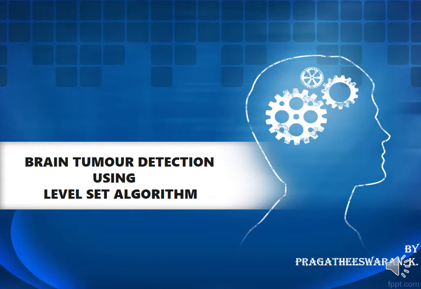Now I am going to present my project titled Brain Tumor Detection using level set algorithm. Generally, image processing is used to investigate the different abnormalities like tumors, vessel blockages, fractures, etc. Here I am using level set algorithm to detect the brain tumor.